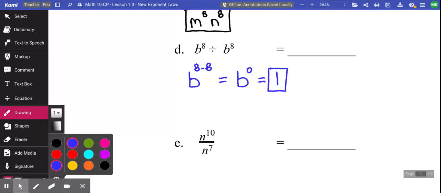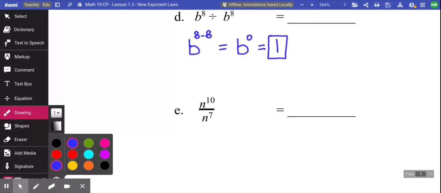Cool. You guys are doing pretty solid. If you look at E, that is also a division question. So you have n to the power of 10 divided by n to the power of 7. Because it's division, you're going to subtract those exponents. 10 minus 7 is n to the power of 3.